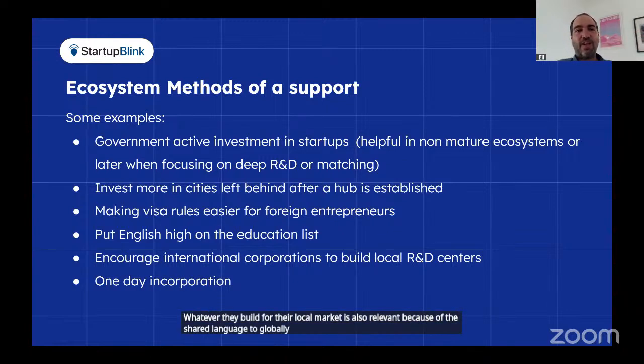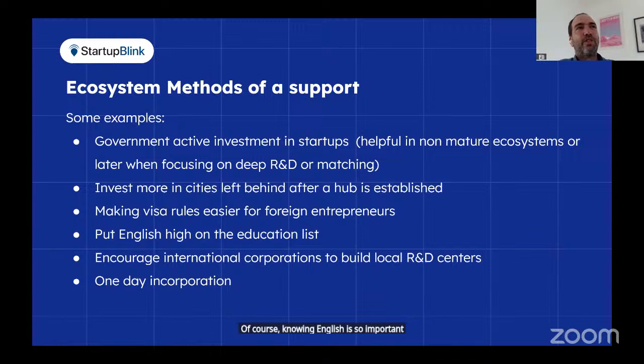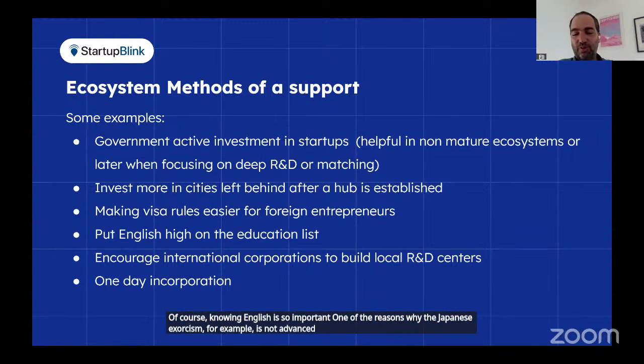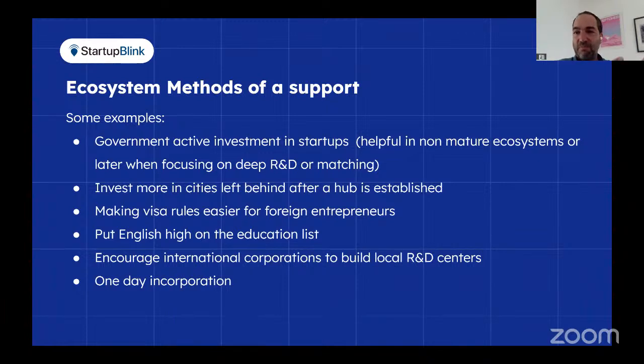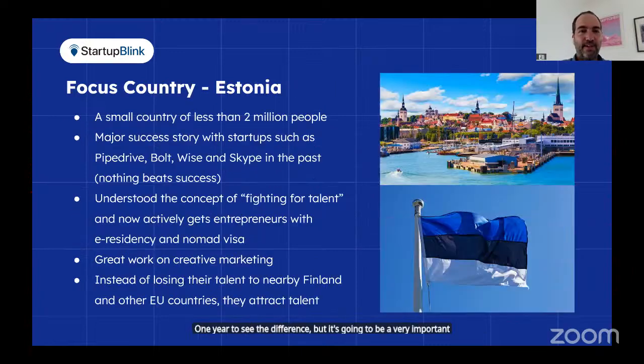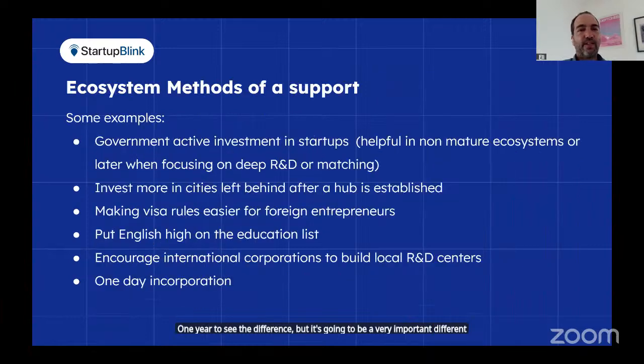That means that if you're in a smaller country, let's say like Estonia or Finland or Switzerland, you want to go global from day one. Of course, knowing English is so important. One of the reasons why the Japanese ecosystem, for example, is not advancing as fast as it should, considering its potential, is the relatively low level of English. One of the things that we're always saying to the government: invest in English. It's going to take 20 years to see the difference, but it's going to be a very important difference. So that's kind of the idea over here.